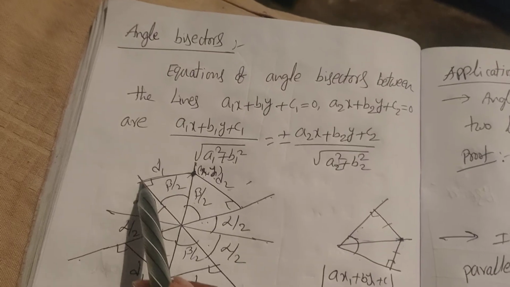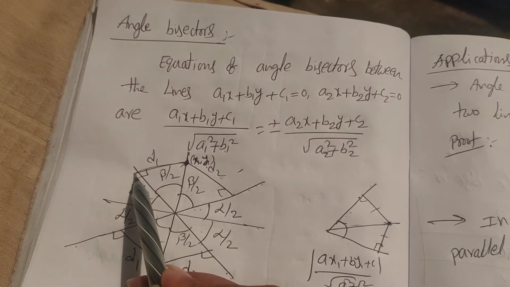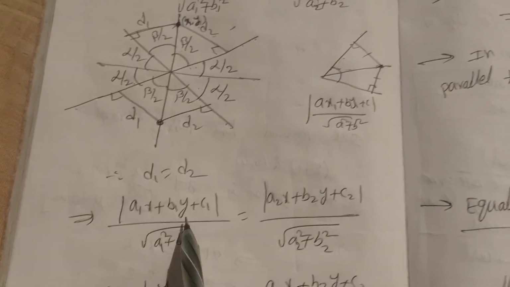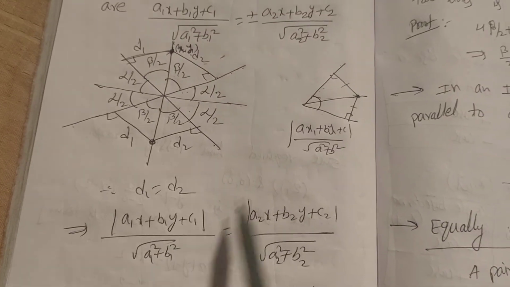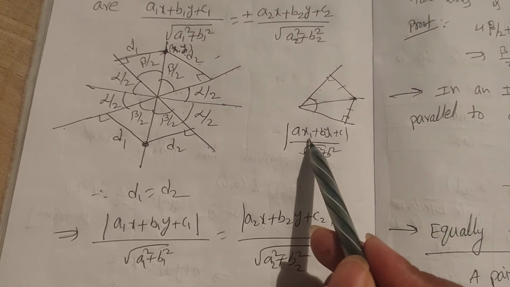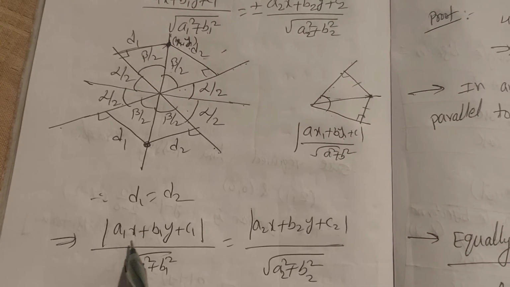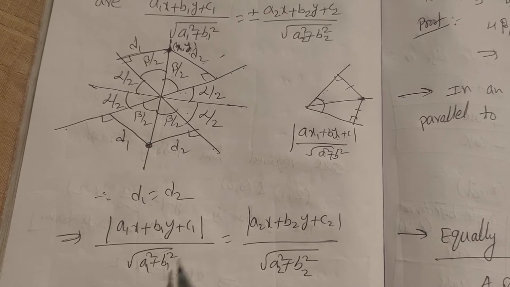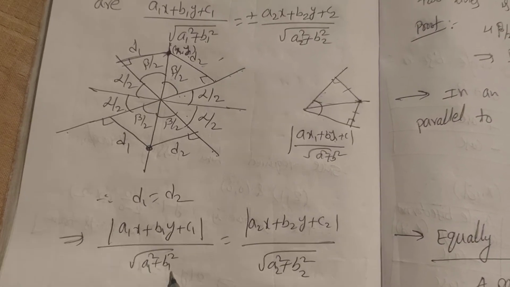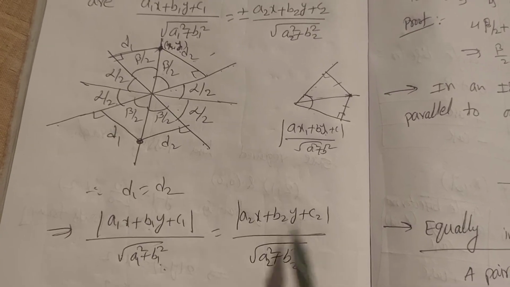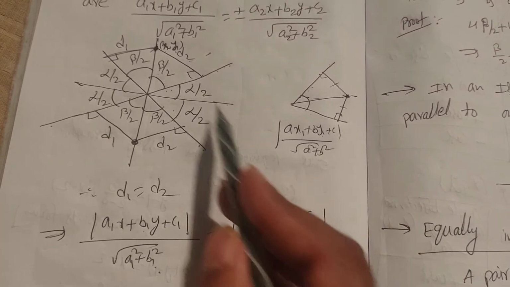Okay, so if you take x comma y, this is nothing but the line equation a1x plus b1y plus c1. So you write directly modulus of a1x plus b1y plus c1, because of this formula. I just used x, y instead of x1, y1. So modulus of a1x plus b1y plus c1 by root over a1 square plus b1 square.